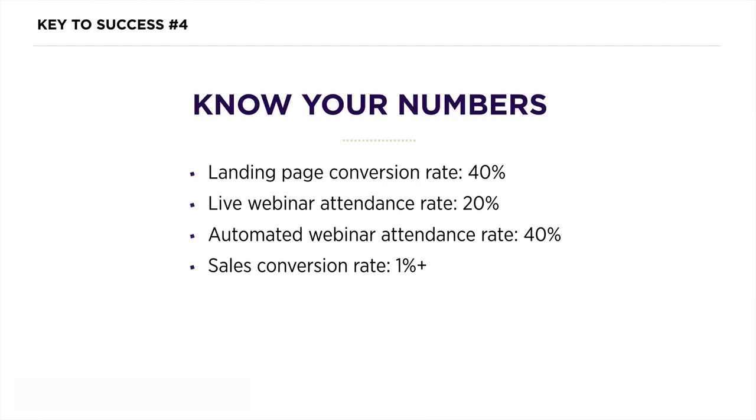For your landing page conversion rate, you want to work towards 40% or higher, although anything above 25% is okay. For your webinar live attendance rate, you want to aim for 20% or higher. So for every 100 people who sign up for your webinar, you want to have at least 20 people attend live. If you're running an automated webinar where you've recorded yourself delivering the webinar so that people can watch it whenever it's convenient for them, then your attendance rate should be 40% or higher because of the increased convenience.